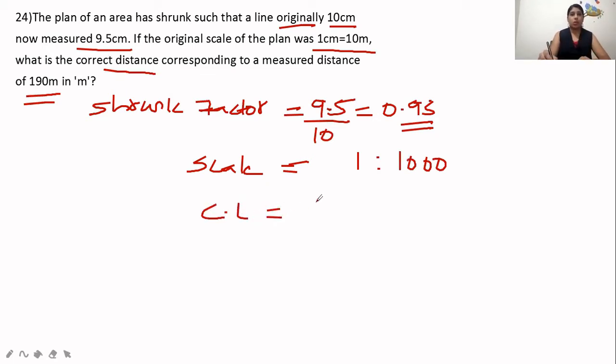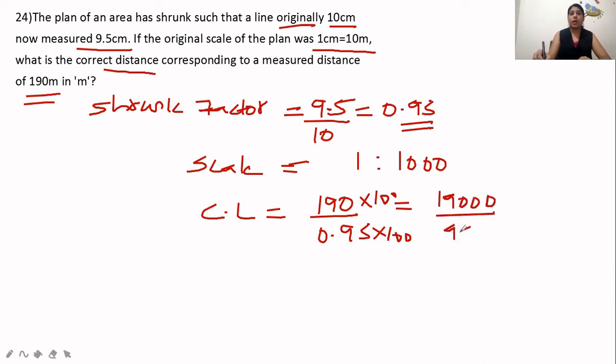Before also we have done this. The distance now we will divide with the shrunk factor. That is 190 we are going to divide with 0.95. As two decimals are there, we can multiply by 100, and you know this calculation. So you will get 19,000 divided by 95. Obviously as it is double, we know that it is 200 into 2 and 0. So 200 meter is the correct length obtained.